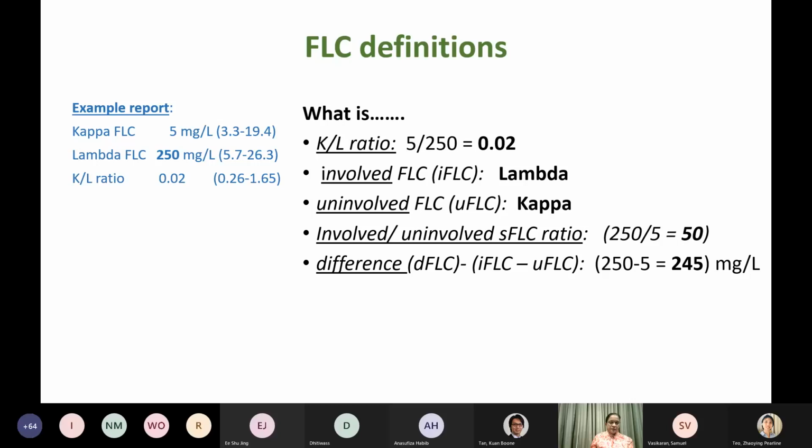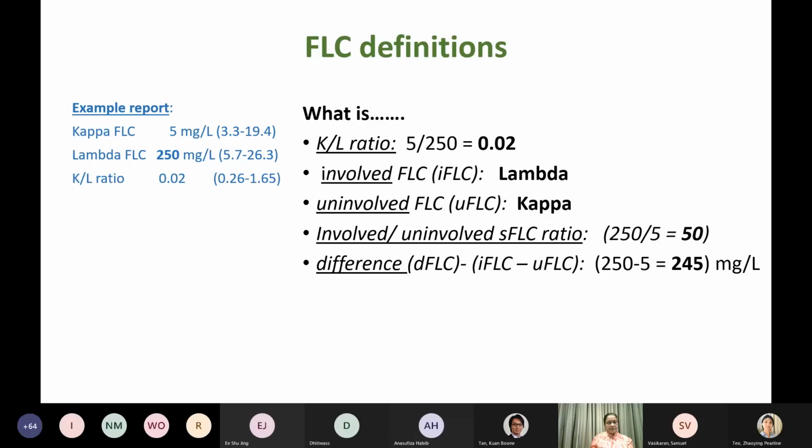What is involved free light chain? It is defined as the actual concentration of kappa free light chain in patients with monoclonal kappa plasma cells, or serum concentration of lambda free light chains in patients with monoclonal lambda plasma cells. So this usually indicates tumor load.